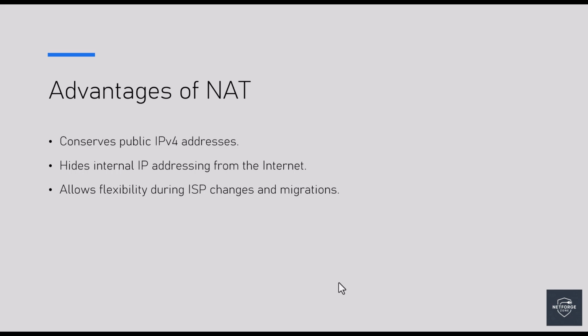And finally, what advantages did we get from that? We conserved public IP addresses. Two IP addresses just for 100,000 computers. That's insane, right? Also, the outside network cannot really know what is the IP address allocated to the inside network. That is a level of security as well. And it also allows flexibility during ISP changes and migration. You don't really care what ISP you're connected to. Your internal network is going to stay intact. For your external network, it is going to be the responsibility of the ISP to allocate some public IP addresses to your private IP addresses on its own NAT server.